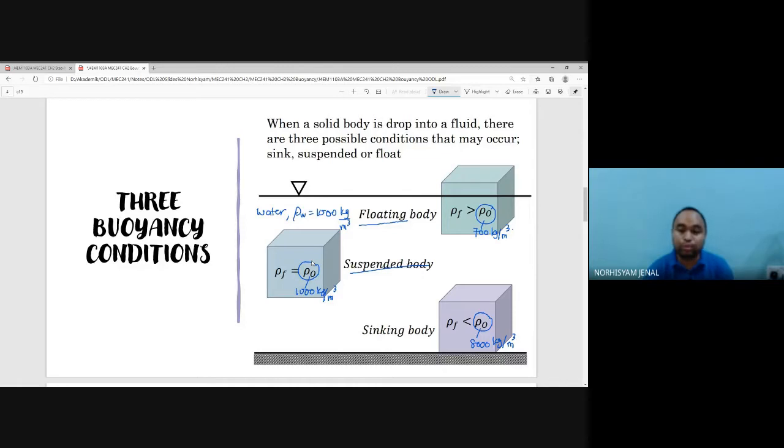To make a floating body into a suspended body, since it is floating, it requires a force to push it downward until it becomes suspended. To make a sinking body a suspended body, you need an external force to pull the box upward so that it goes in between the surface and the floor. Any question on this?